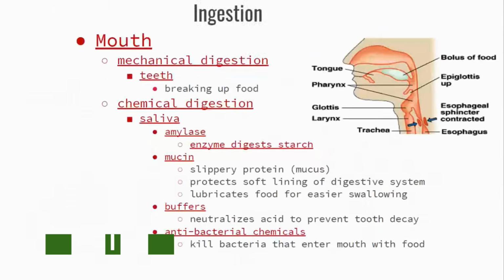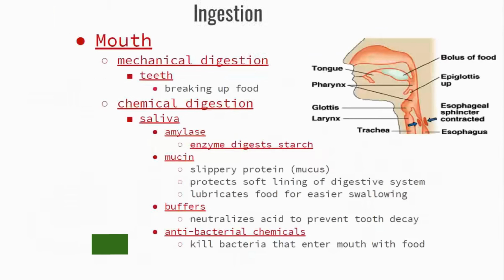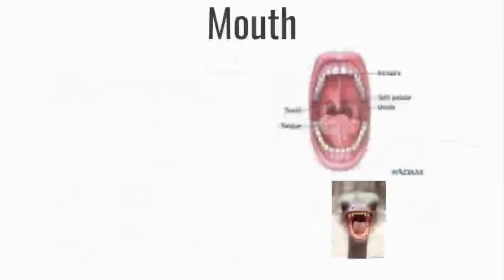Mucin is a slippery protein, also known as mucus, which protects the soft lining of the digestive system. It lubricates food for easier swallowing. On the other hand, buffers neutralize acid to prevent tooth decay. The antibacterial chemicals kill bacteria that enter the mouth with food. Now, what does the mouth do? It simply breaks up food, digests starch, kills germs, and moistens food.